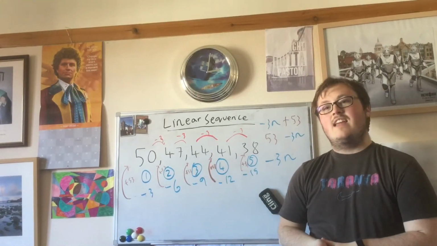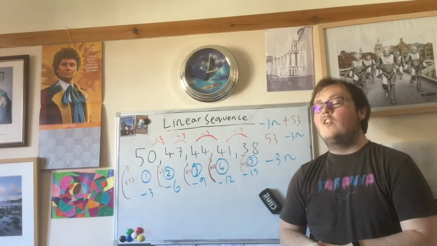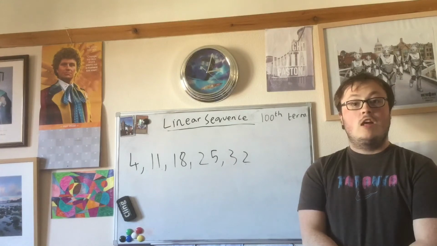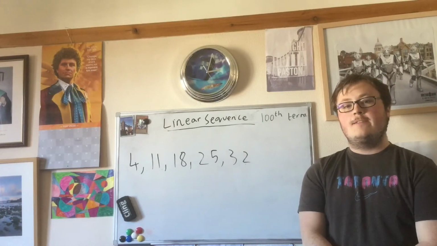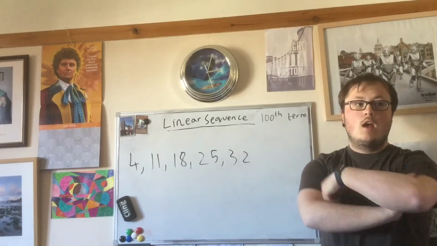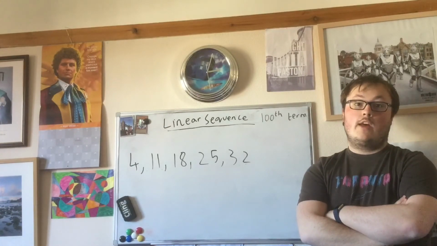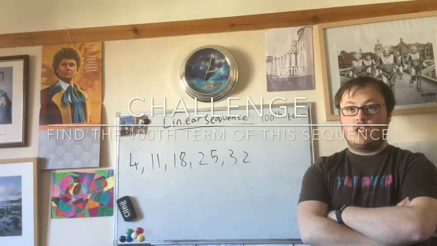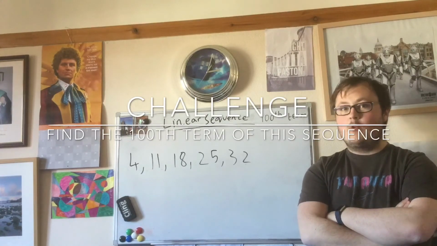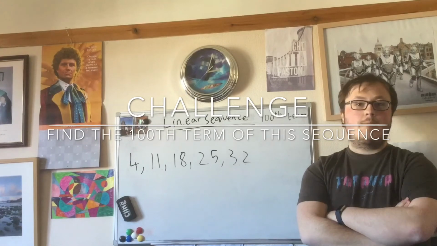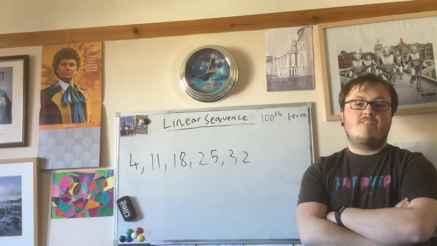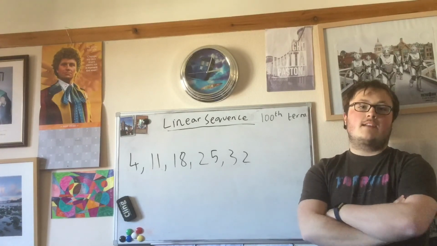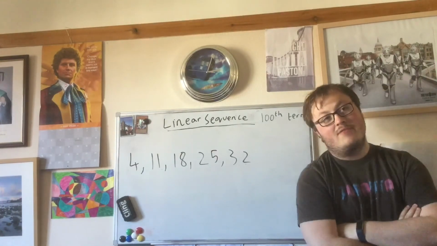Now, let's see how you can do with this knowledge on a challenge. I have a sequence 4, 11, 18, 25 and then 32. And I want you to find for me the 100th term. You can do the long way, but I definitely won't be showing you how to do it the long way in tomorrow's video. So I strongly recommend you find the nth term first and then find the 100th term from that. It's the quickest and, quite frankly, easiest way.